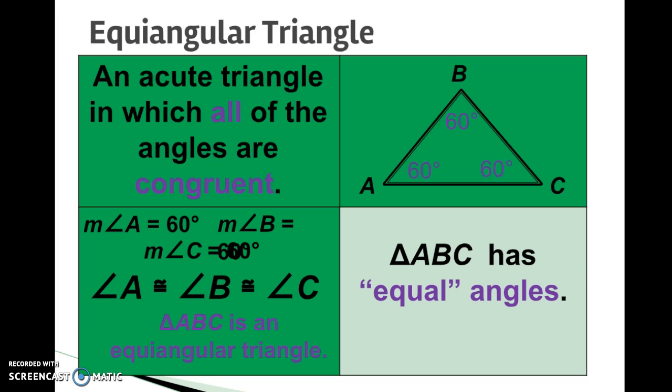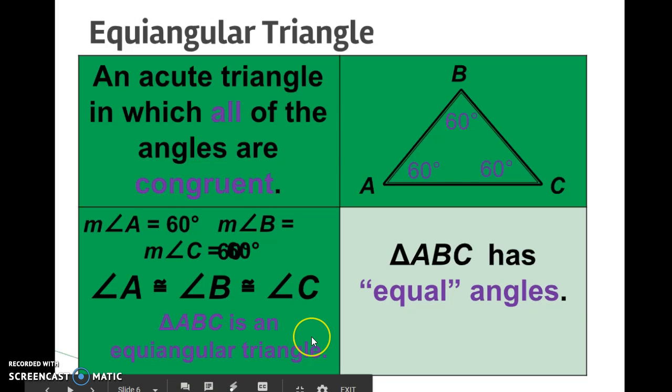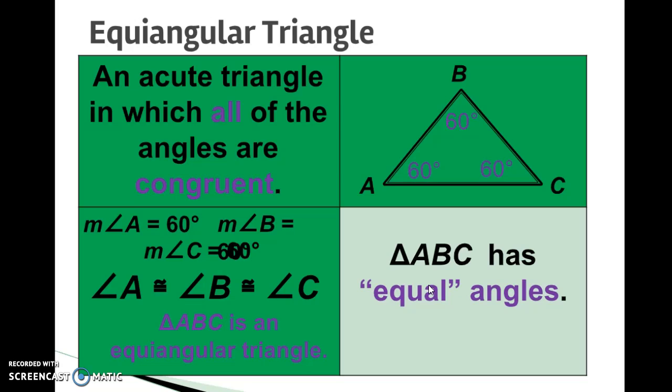An equiangular triangle is an acute triangle in which all of the angles are congruent. In this case, they are all 60 degrees. Angle A is 60, angle B is 60, and angle C is 60. Therefore, angle A is congruent to angle B, which is congruent to angle C. So triangle ABC is equiangular. Triangle ABC has equal angles.